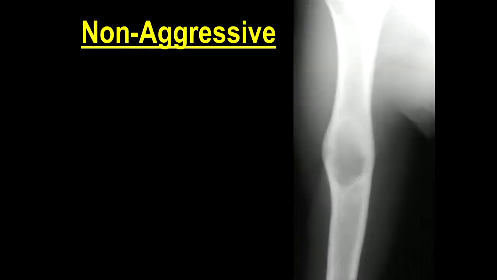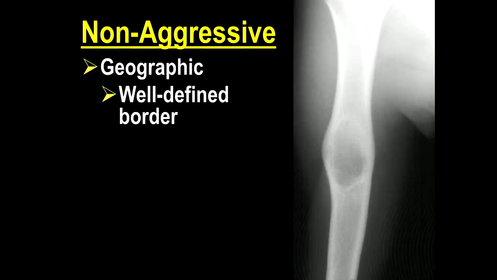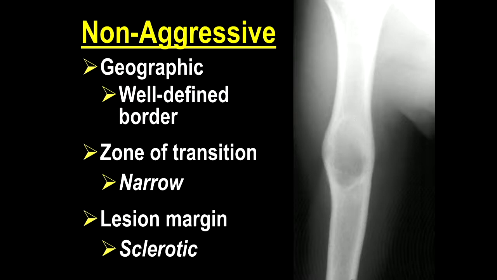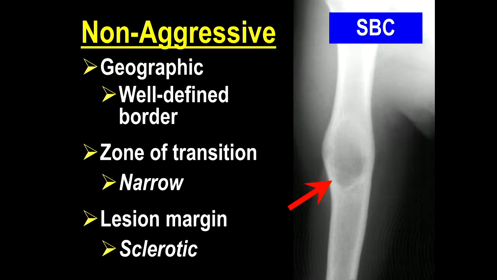On the other end of the spectrum, we talk about a lesion being non-aggressive if it has a geographic appearance with a well-defined border, with a zone of transition that is narrow, and a lesion margin that is sclerotic, as we see in this case of a patient with a solitary bone cyst.